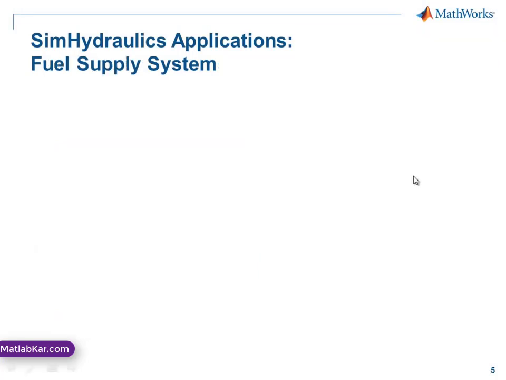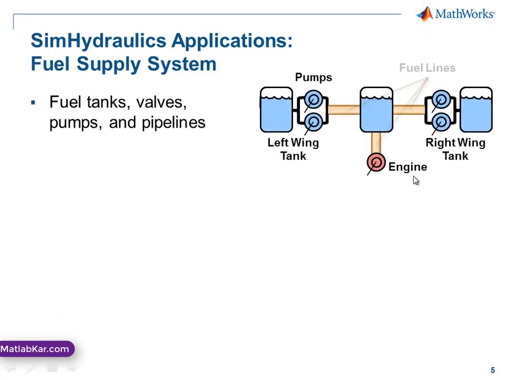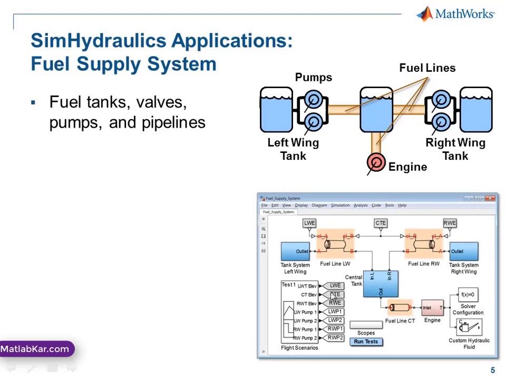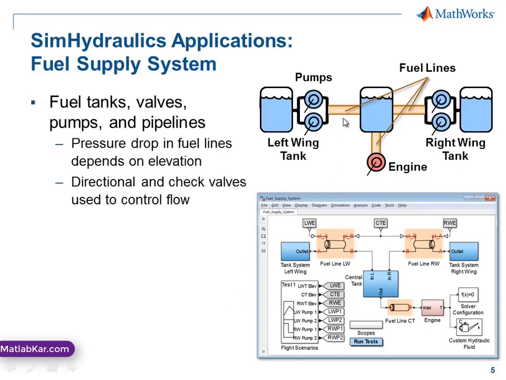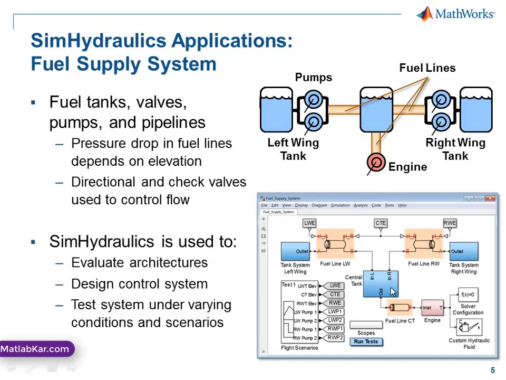Sim Hydraulics can be used to model fuel supply systems. Here we have a system with fuel tanks, valves, pumps, and pipelines. This example fuel system, modeled in Sim Hydraulics, looks like this. In this model, the pressure drop in the fuel lines depends on the elevation. Directional and check valves are used to control the flow of fluid through the system. Sim Hydraulics is used to evaluate the architecture of this fuel supply system, design the control system, and test this system under different conditions and scenarios. I'll now switch over to the model so you can see how this is done.